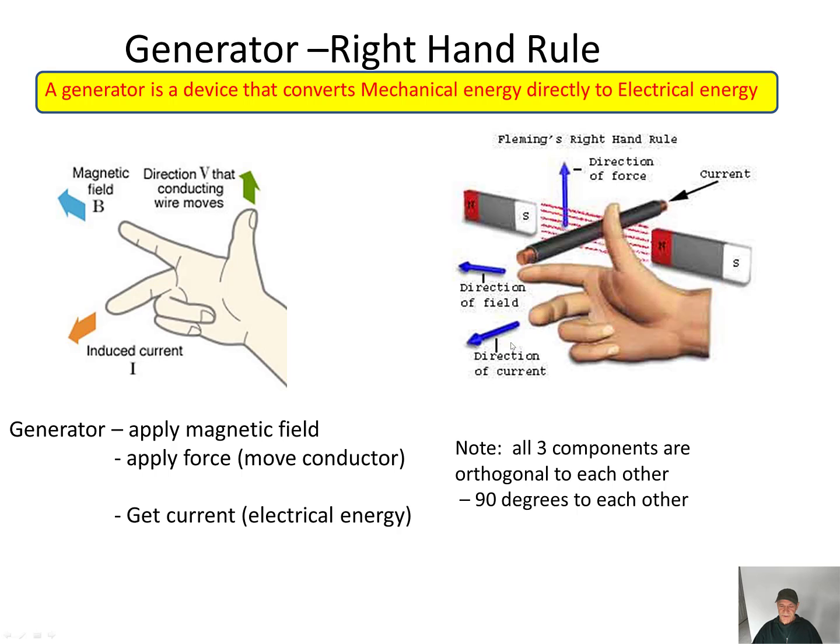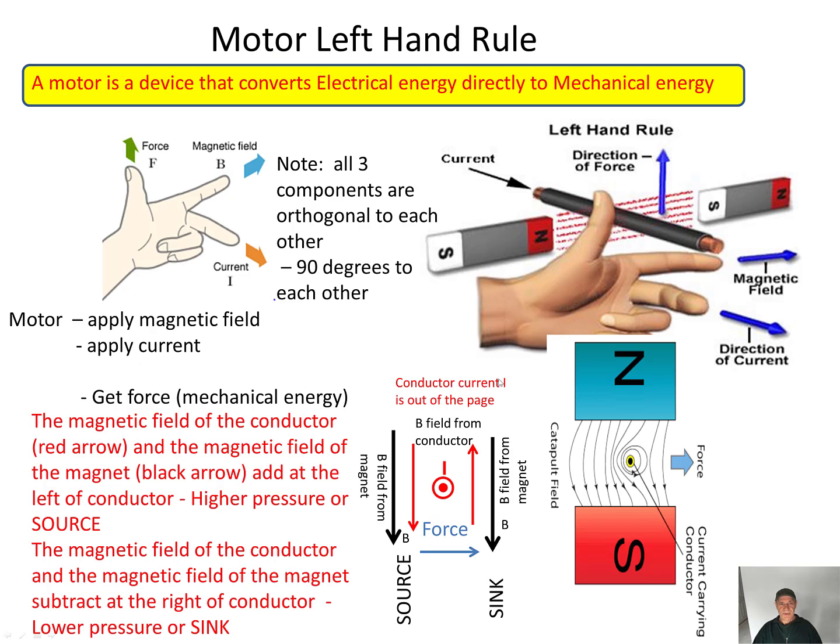Motor left-hand rule. A motor is a device that converts electrical energy directly to mechanical energy. So you use your left hand for the motor and you use the right hand for the generator. All three components are orthogonal to each other. For a motor, you apply a magnetic field, and you apply a current, and your thumb will point where the force is. You get force, mechanical energy.